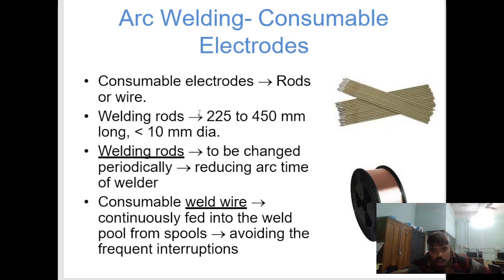Next, arc welding consumable electrode. Consumable electrode is used in rod or wire form. Welding rod is 225 to 450 mm long and diameter is less than 10 mm. Welding rod has to be changed periodically, reducing arc time of the welder. Consumable weld wire: this is the welding rod and this is the wire. It is continuously fed into the weld pool from a spool, avoiding the frequent interruption.